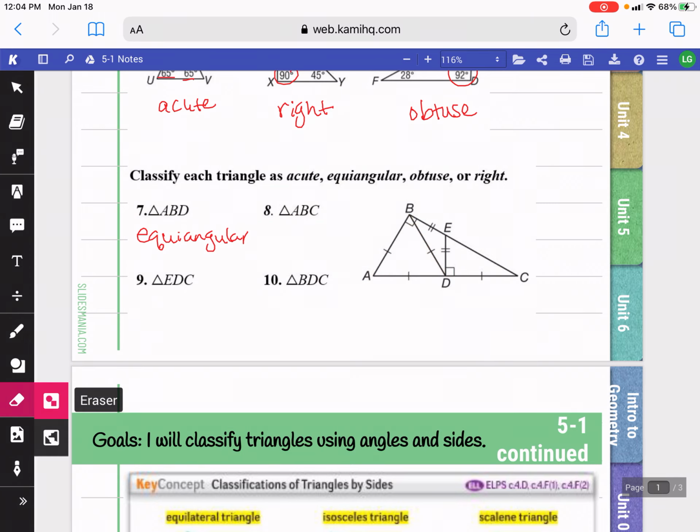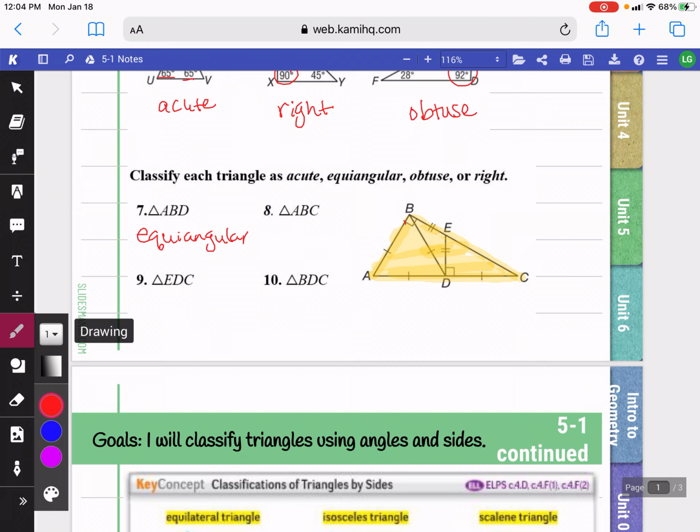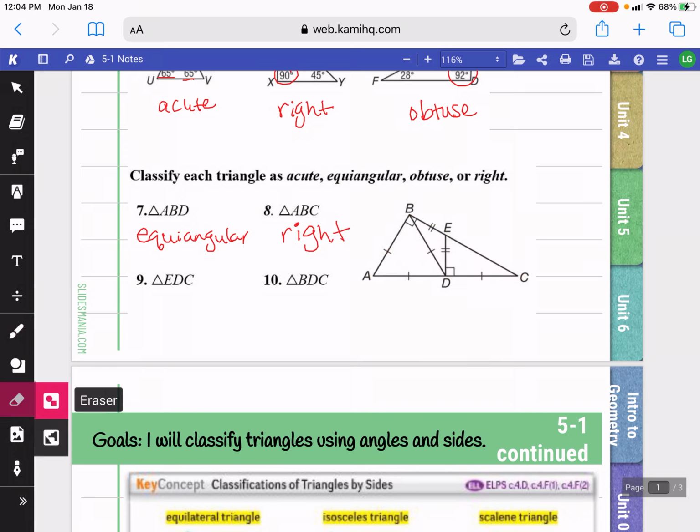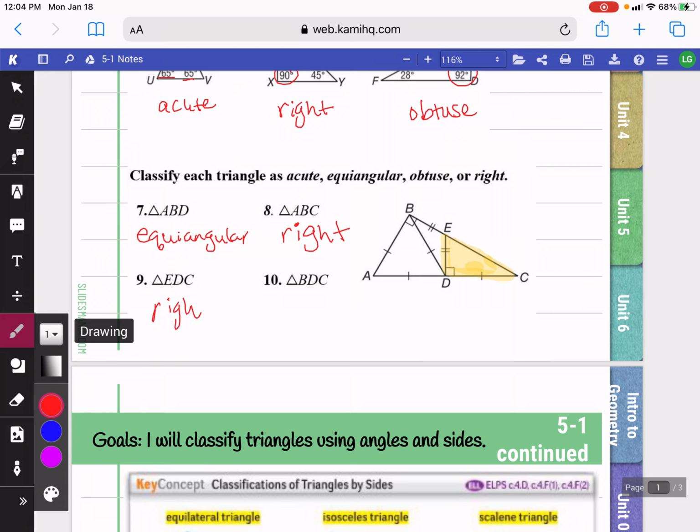Let's go ahead and look at the next triangle that it's talking about, ABC. Triangle ABC would actually end up being this big triangle. If we look at that big triangle, you'll notice that on the inside, there's a right angle. So since there is a right angle, this is a right triangle. Triangle EDC would be this little one right here. If you notice, it also has a right angle, so this is also a right triangle.